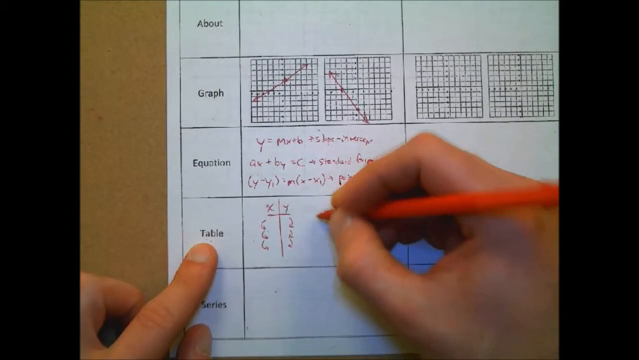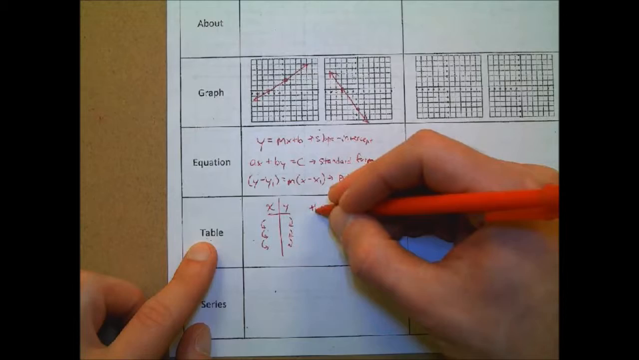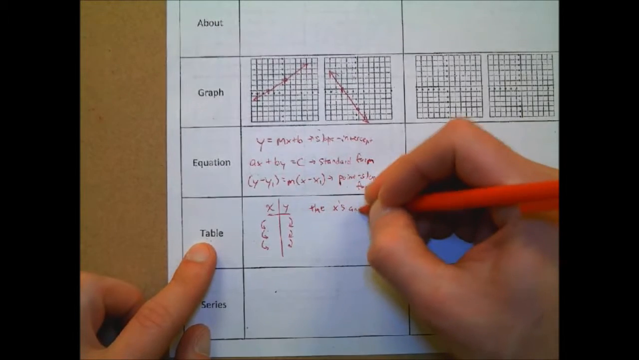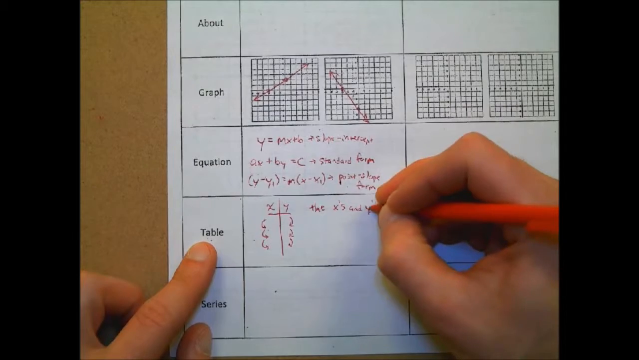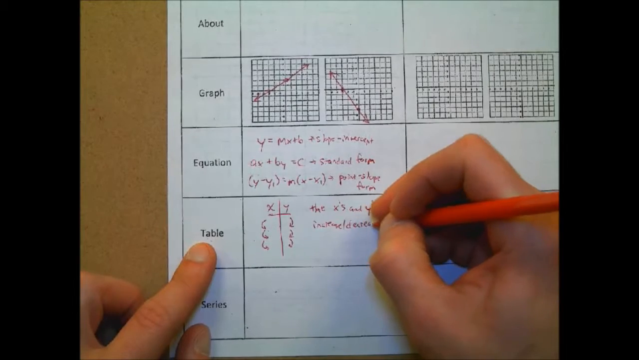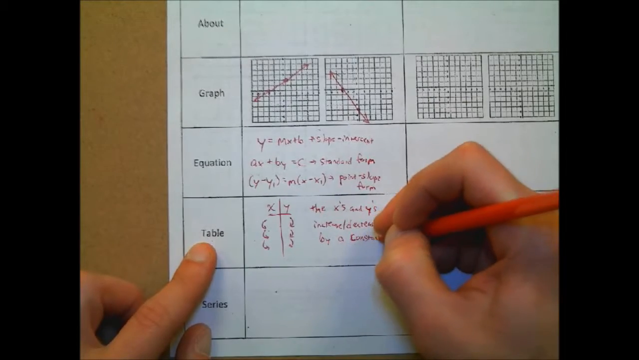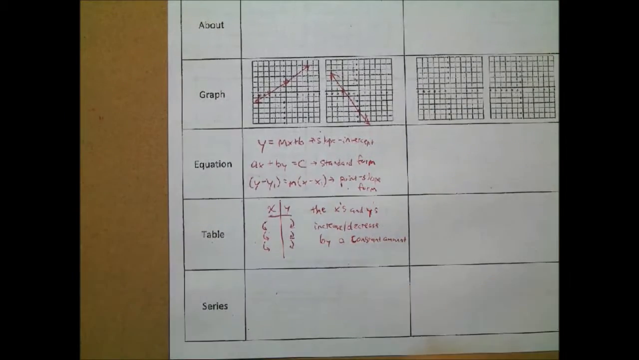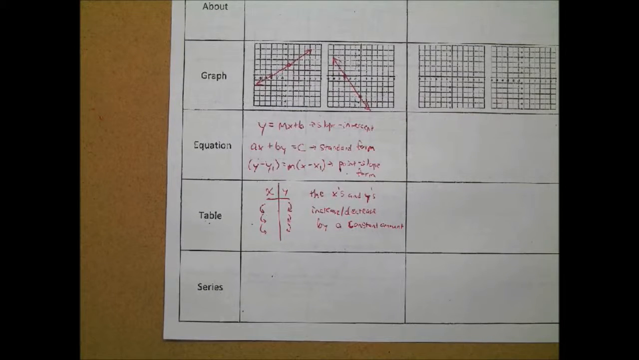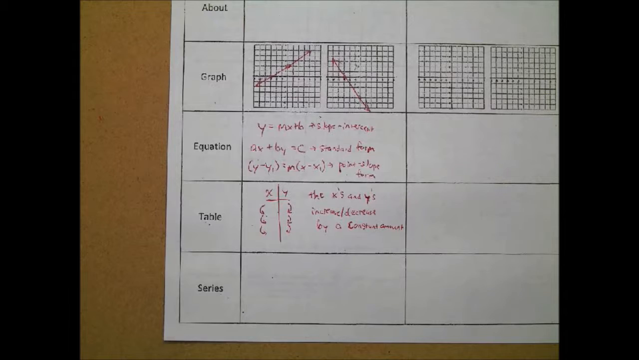okay, that the x's and y's, okay, increase or decrease by a constant amount. Okay? The x's and y's, they increase or decrease by a constant amount. Right? And you're adding, plus or minus, adding or subtracting there. Okay, so x's and y's increase or decrease by a constant amount there.